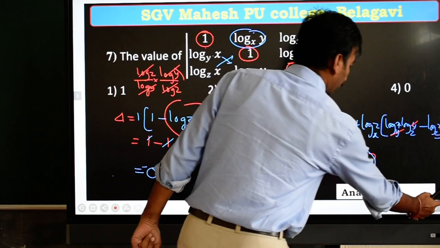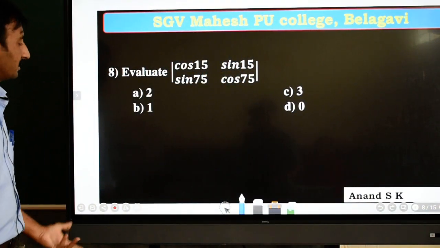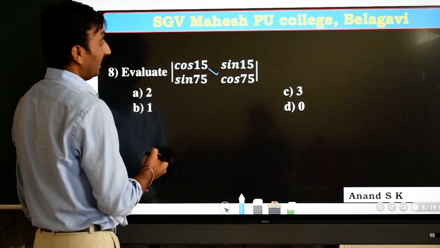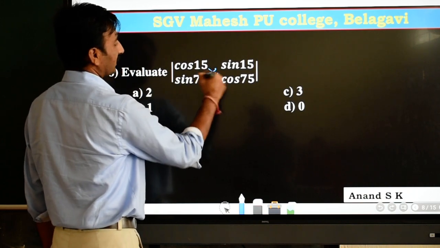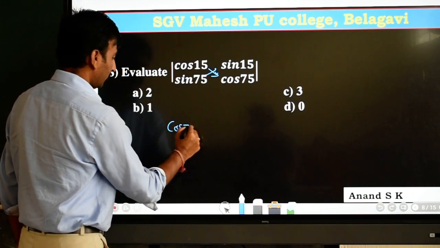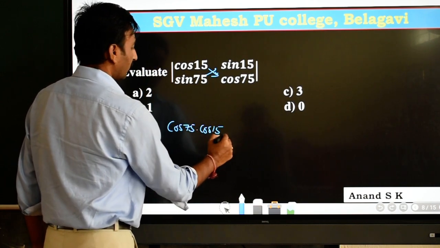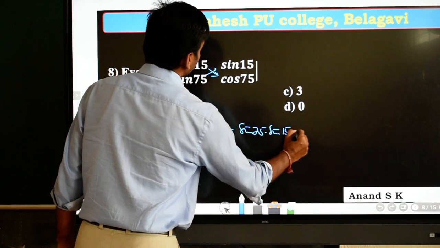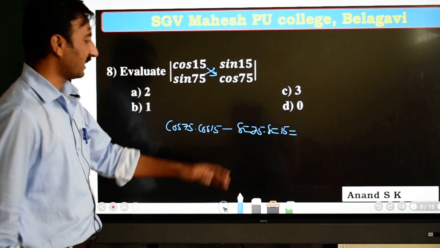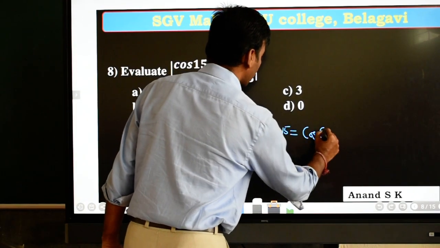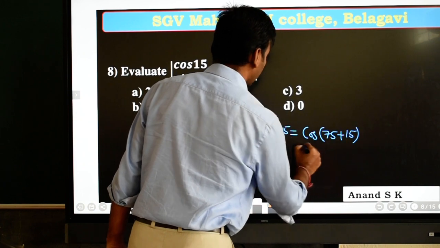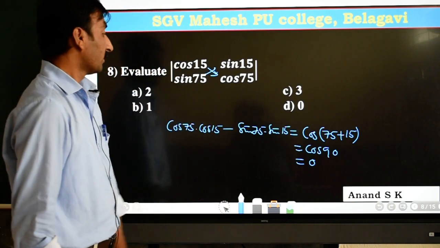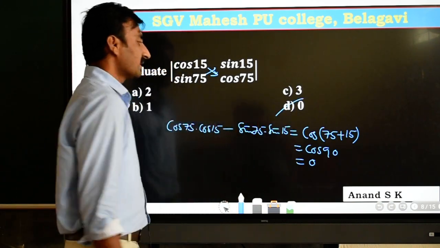Yes. So I go for the next one. The next problem is a very straightforward question. Once it was asked, look at this. Directly you can find the determinant: this into this minus this into this. What about this? It is nothing but cos 75 into cos 15 minus sin 75 into sin 15. So this is all nothing but the cos A cos B minus sin A sin B form. So directly you can say cos of 75 plus 15, which is cos of 90, and this gives you 0. So the answer for this question is 0. It is option D for us.